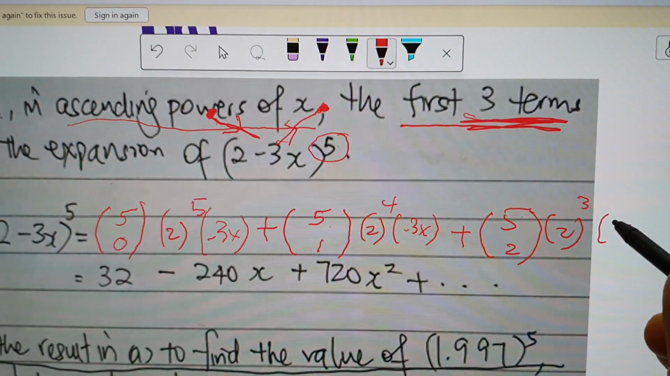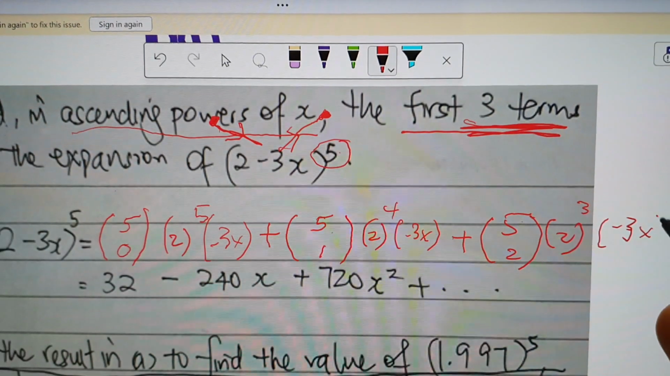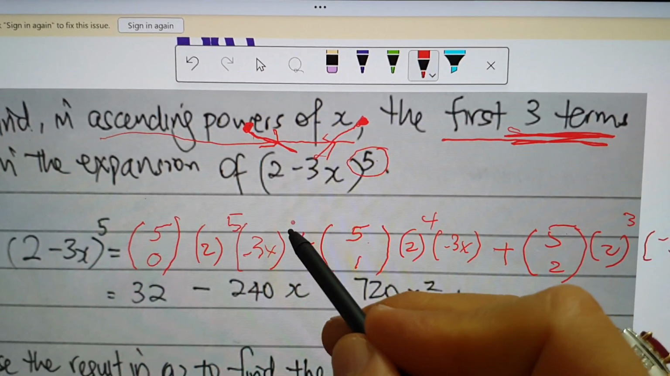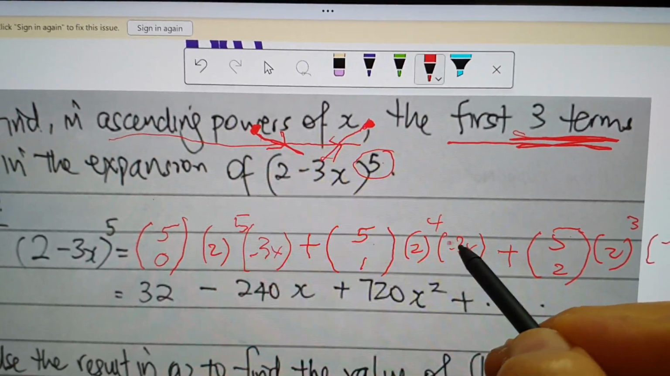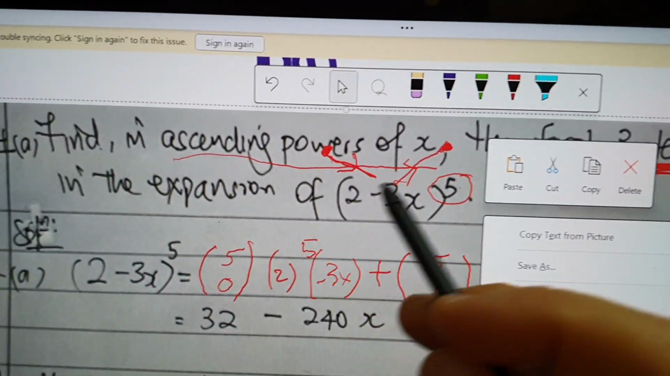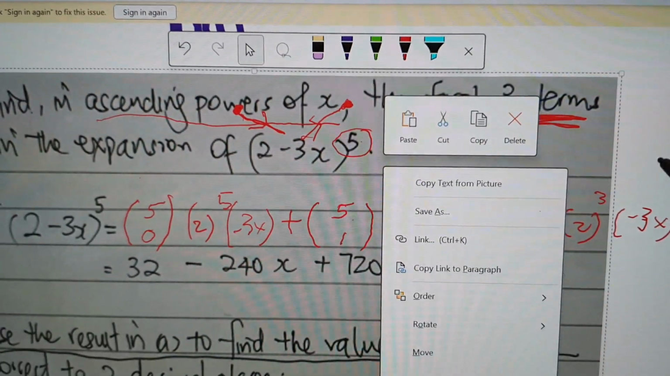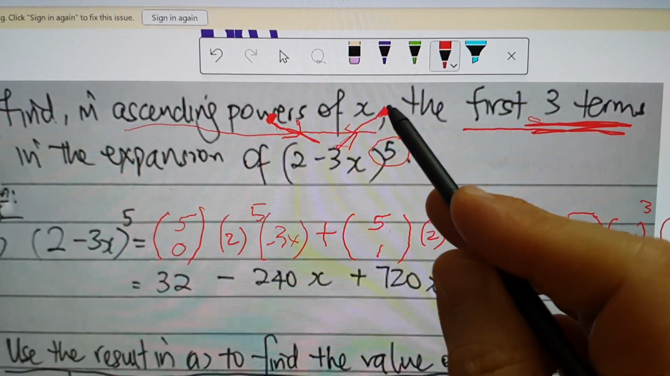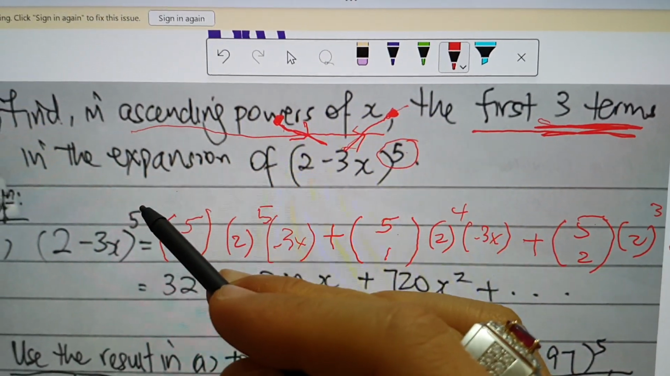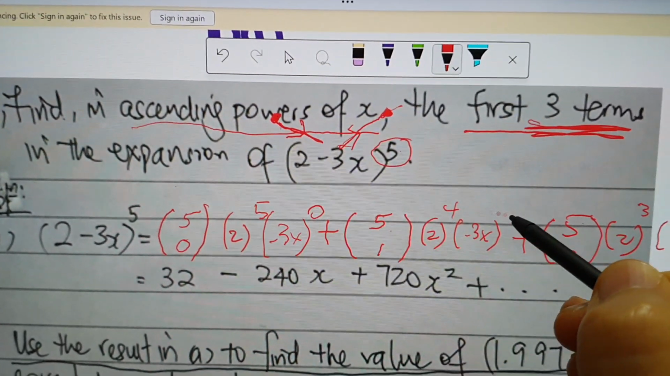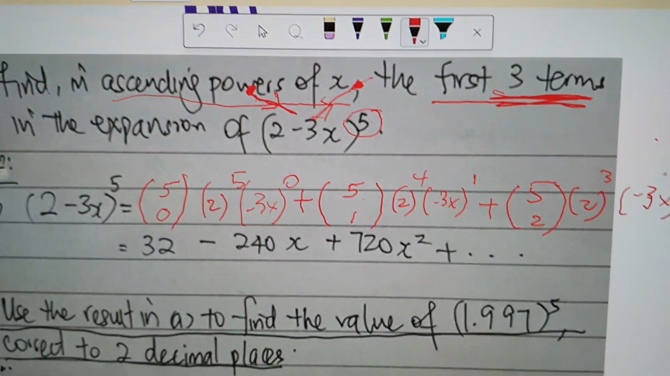Now remember, you must put brackets and your power must be outside the bracket. If your power is inside the bracket, everything will be wrong already. Remember, your power must be outside the bracket. And for this minus 3x, the power is from 0 all the way to the maximum, which is 5. 0 is the minimum, so it starts from 0, then 1, then 2.